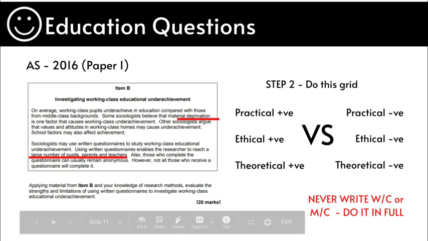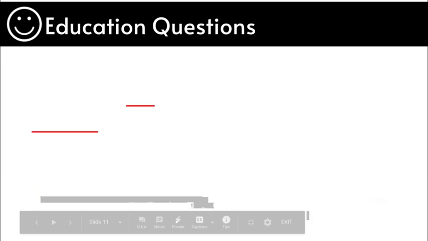wrote WC or MC. They were lazy. They didn't want to write middle class or working class. So the problem here was that they lost marks. So it's very, very important for you to write in full working class and middle class. You'd rather write in full and waste a few seconds rather than doing these abbreviations, which sometimes the examiners do not consider as valid.